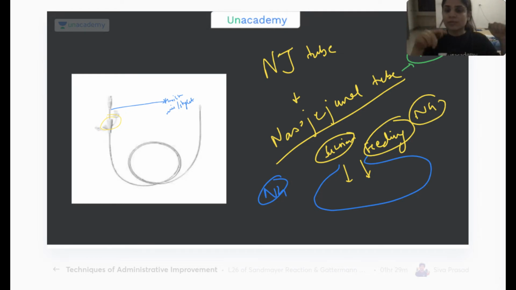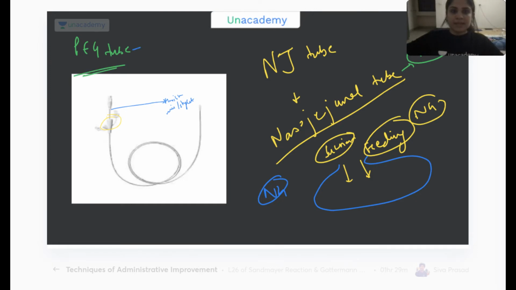Okay. If I have to feed the patient for more than 1 month, then what is the tube that is used? Can he go home with a tube in his nose? Will he allow that? Or will you want to give something else for him? Ryle's tube, no. Very good, Phoenix. So in that case, we will give a PEG tube. Okay. What is the full form of PEG?